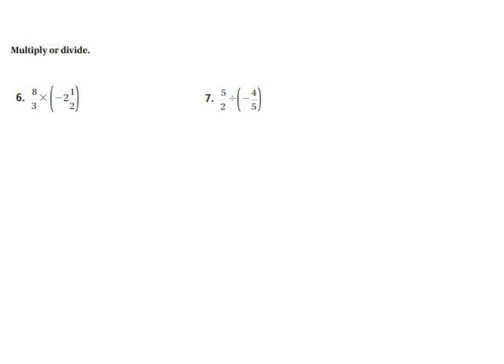For numbers 6 and 7, multiply or divide. You have 8 thirds, and you're going to multiply. So you want to turn this into an improper fraction. 2 times 2 is 4, and 1 is 5. So that's negative 5 halves. Now you can cross simplify. 2 goes into 2 once, and it goes into 8 4 times. 4 times negative 5 is negative 20, and 3 times 1 is 3. So for number 6, you have negative 20 thirds, or negative 6 and 2 thirds.